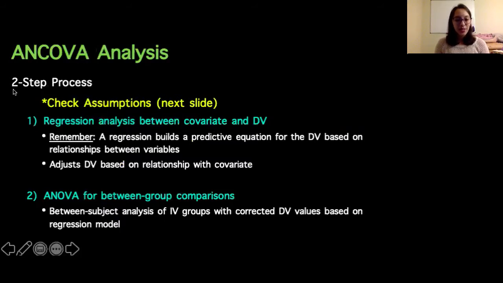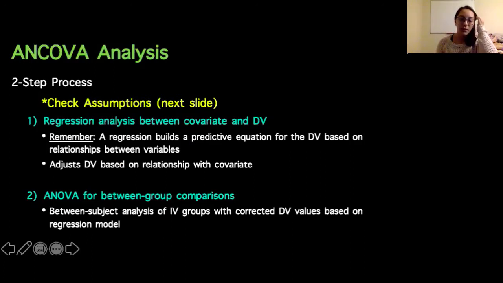analysis. It's a 2-step process. So obviously we have to check our assumptions first. We'll go over those in the next slide. But an ANCOVA essentially mixes a linear regression analysis with an ANOVA. And that kind of makes sense based on the types of variables that we have. Because if you remember in a regression, both the independent and dependent variables had to be parametric data, which is often why the covariate is seen as an independent variable, because it's compared to the dependent variable in a way that it acts as an independent variable.